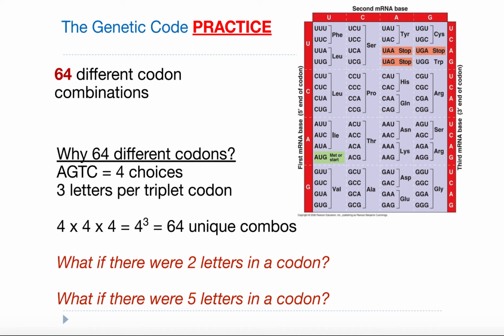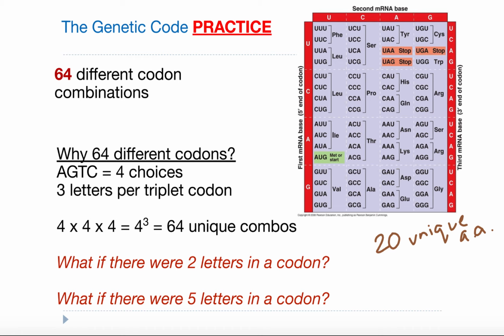Okay, another thing to consider is why do we use 3 letters rather than 2 letters or 4 letters? Well, you need to remember that the number of amino acids that we need to code for is 20. There are 20 unique amino acids available to help create proteins. So we need just enough base pair combos that will lead to at least 20 different unique combinations.